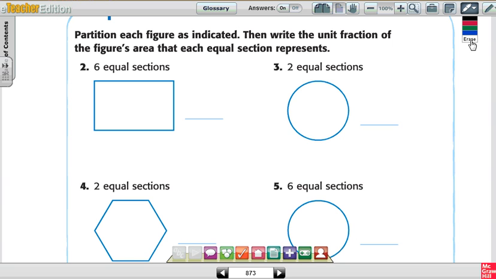Or, what's another way to do it? I could divide it in 3s like this, right? And then, how can I make it into 6s? Put a line in the middle across, horizontal, right? My unit fraction, how many sections do I see total? How many sections does this have? 6. That's the number at the bottom. And then the number at the top goes here.